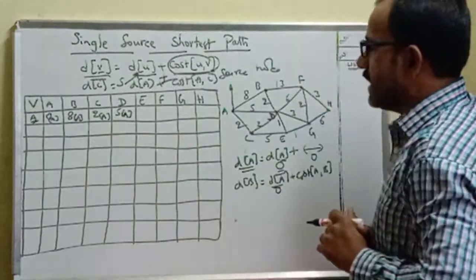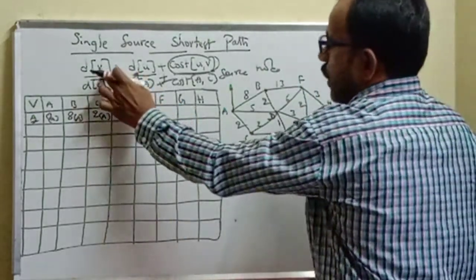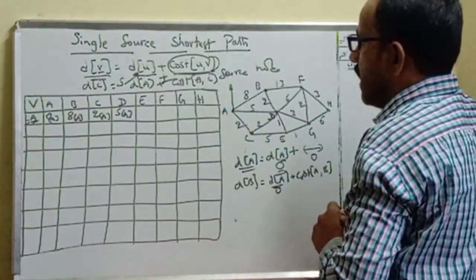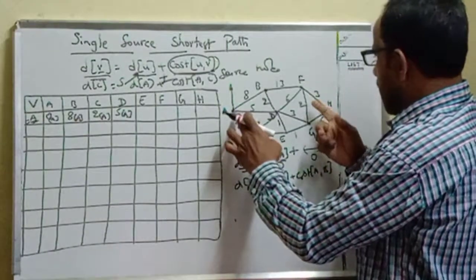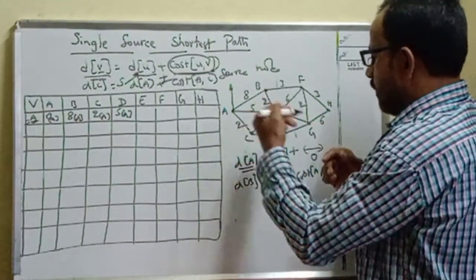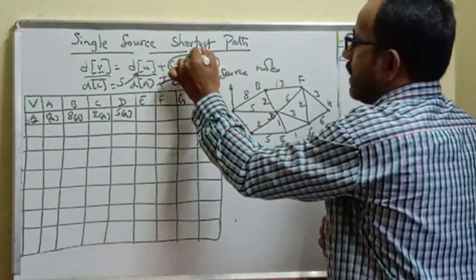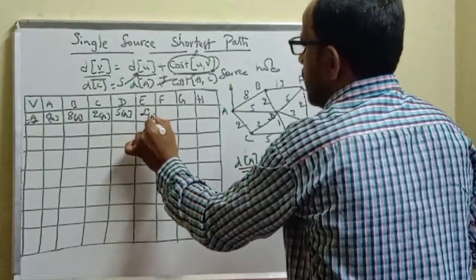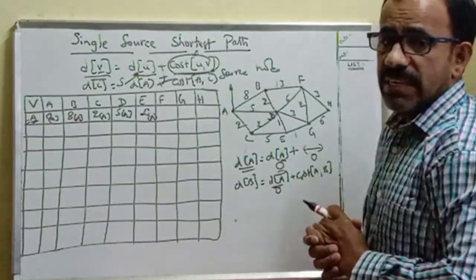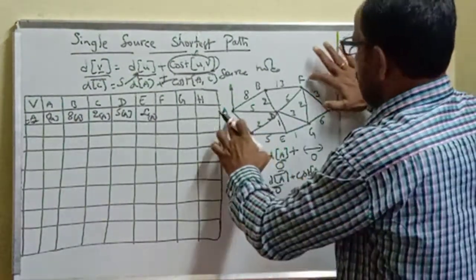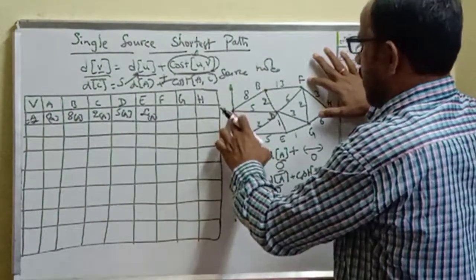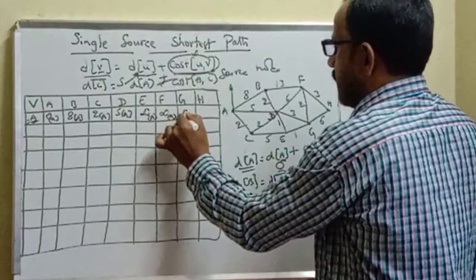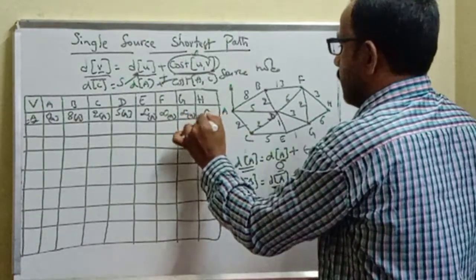Next one is the distance of E. What is the distance of E? Same: the distance of E equals the distance of A, because we initially started at A, plus the cost of A comma E. Is there any direct edge between A and E? No. If there is no direct edge, we simply replace it with infinite. So infinite plus 0 is infinite. Please remember, if there is no direct edge, replace that particular cost with infinite. Same for the distance of A to F, A to G, A to H: there is no direct edge, so simply replace it with infinite.